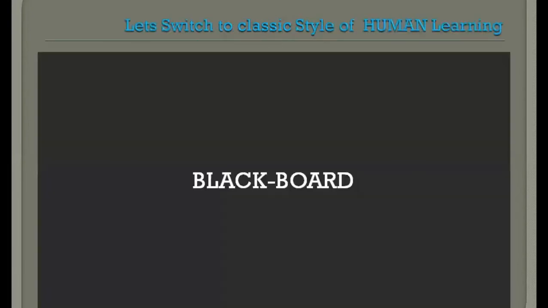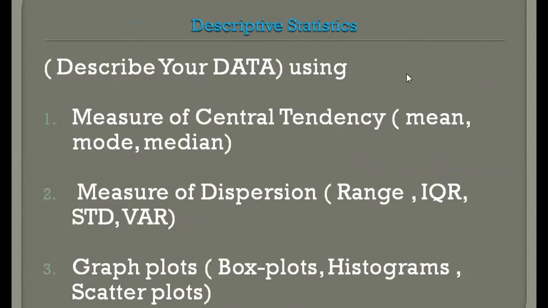So let's switch to the classical style of human learning, and we will use a blackboard for this. I've kept it very simple. We will try to learn these basic things and understand how we are going to use them on our own. We will first start with descriptive statistics and the measures of central tendency: how we can find the mean, mode, and median of the data. Then we will move on to measures of dispersion, how we measure the dispersion of the data. And then we will see the plots, box plots, histograms, and scatter plots, and get some insights about them.